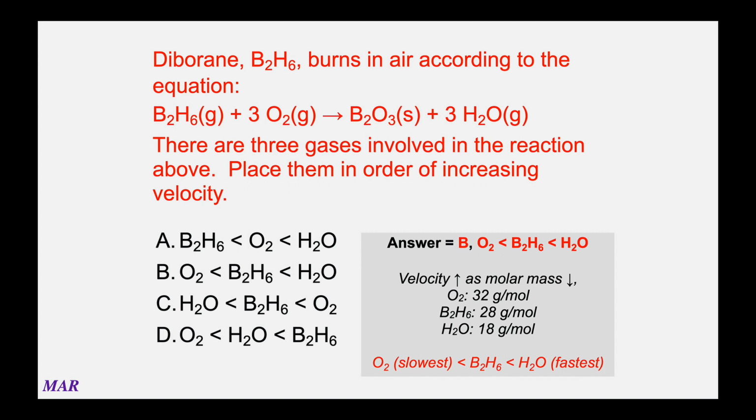And there are the molar masses. You can see it went from heaviest molar mass to smallest molar mass. Chemists can use molar mass in lots of different ways, and this is just one example to see which ones are going to have the fastest speed.